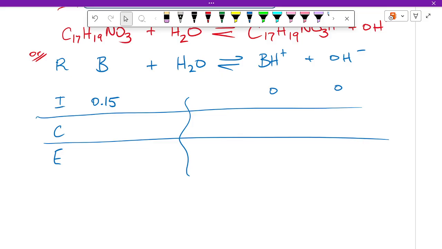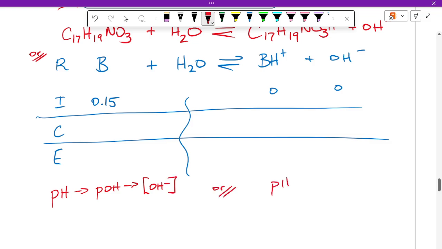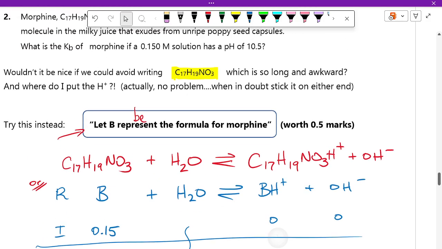Uh-oh. I've been given a pH. What do I need to do with my pH? pH goes to pOH goes to OH. Or you could do pH goes to H goes to OH. Either of those are fine. I usually tend to do pH to pOH because subtraction seems less cumbersome than multiplication, and there's fewer powers of 10 involved. 10.5.